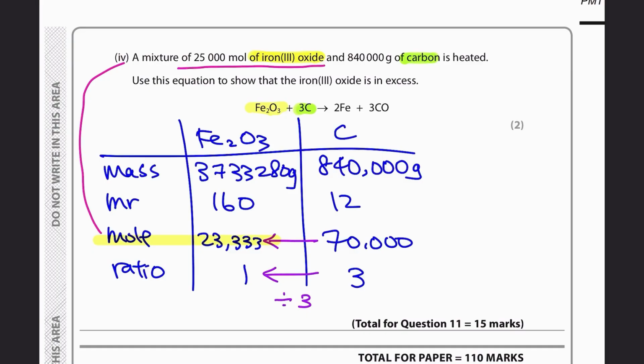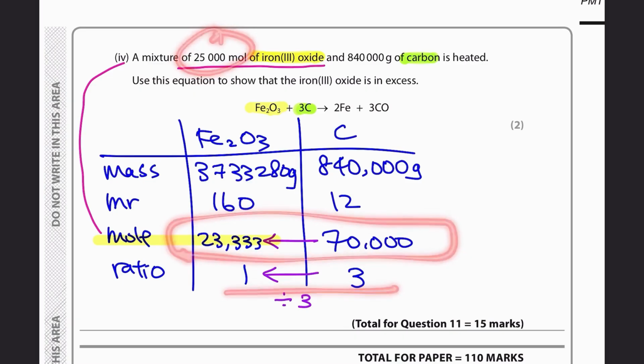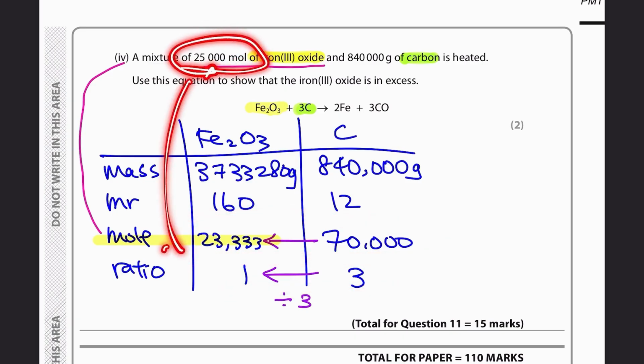By drawing this table, mass, Mr, mole ratio, and then using the ratio to work out how many moles of each thing that you need. And then looking at the real situation and seeing, oh, did I have too much or too little? If the real thing is too much compared to what you calculated, that means you've used an excess of it. So that's how you've proven it. And that's it.